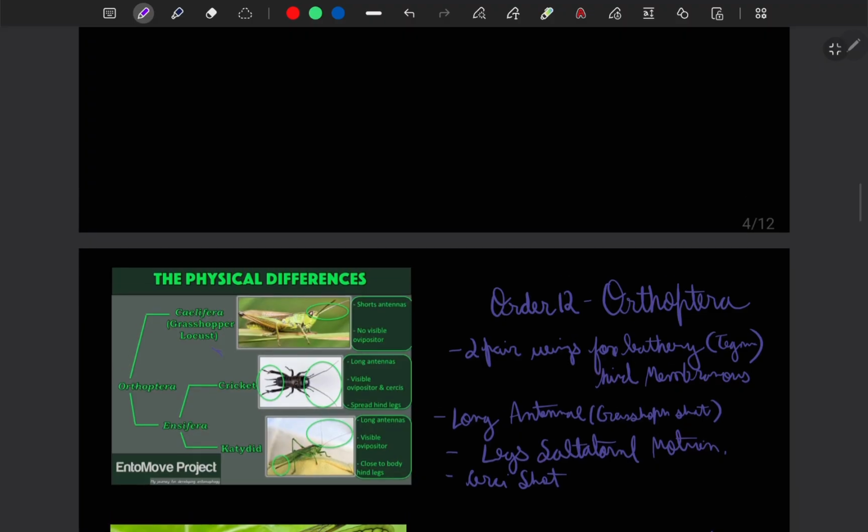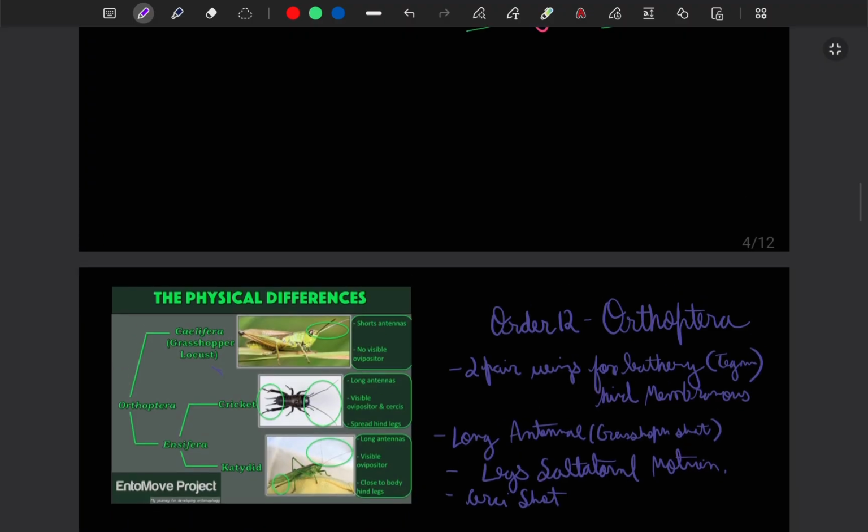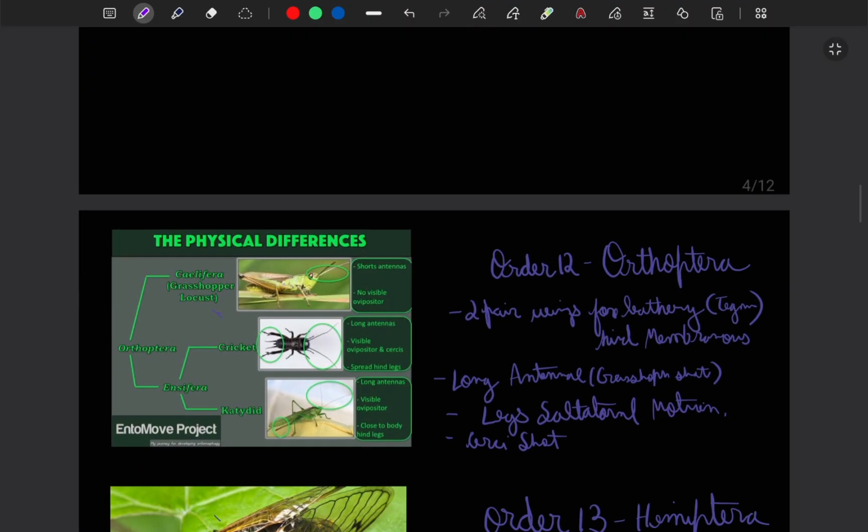The next order is Orthoptera. Orthoptera consists of grasshoppers, crickets, and katydids. Katydids are also known for being gregarious pests.